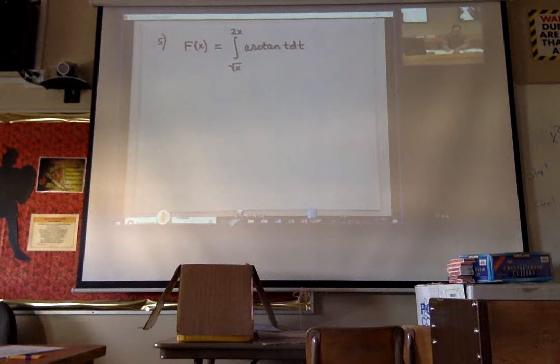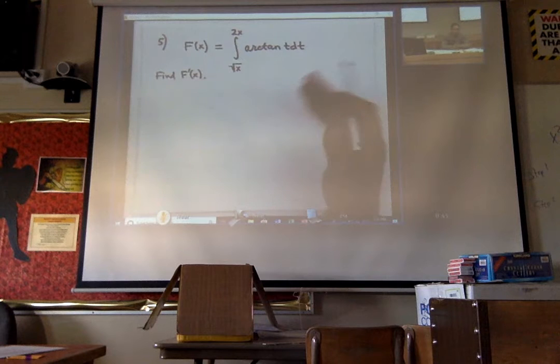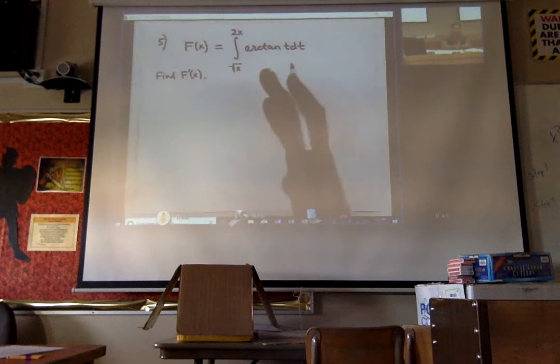The question here is to find f prime of x. So it's kind of similar to what we had before. But what is different? Both limits have x. If you look at the upper and lower limit, they have x's, right? And that means you cannot use the theorem. But the question is, can you modify your function so that you can use the theorem?